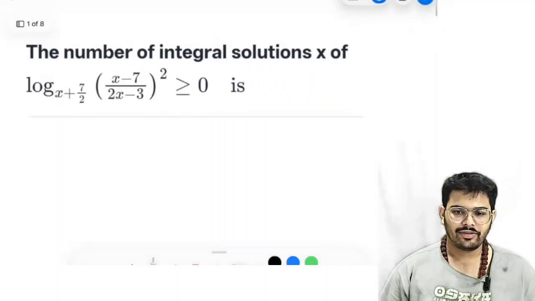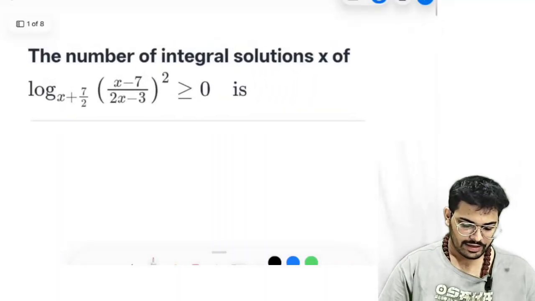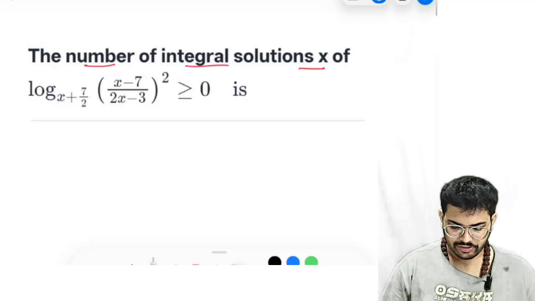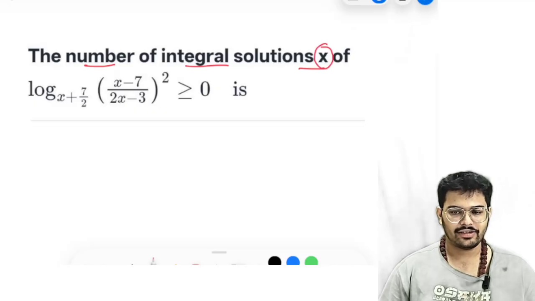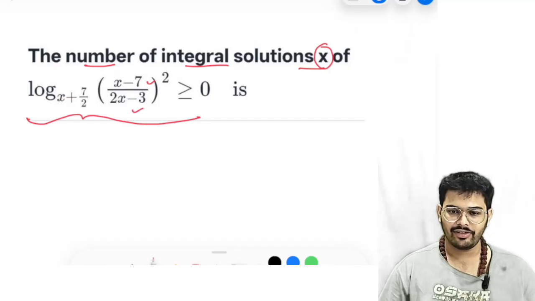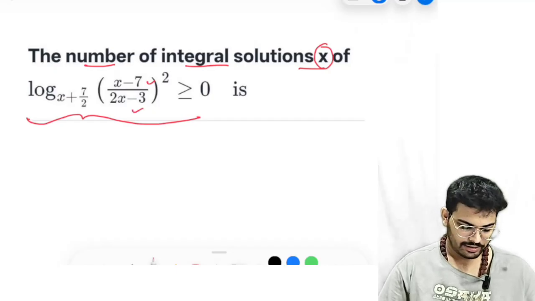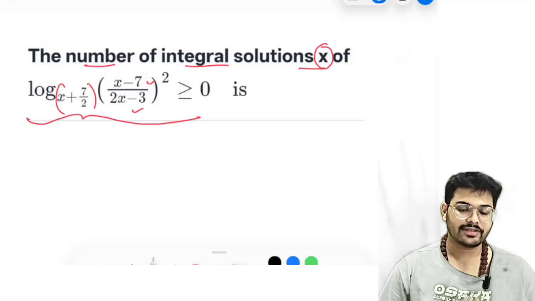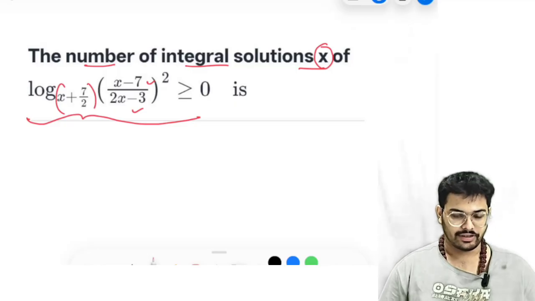In this video, we'll be solving a question from logarithmic inequality. The number of integral solutions of x, which means how many integer values of x satisfy this inequality, that is log of ((x minus 7) divided by (2x minus 3)) the whole square, divided by (x plus 7 by 2), the whole to the base (x plus 7 by 2), greater than or equal to 0.